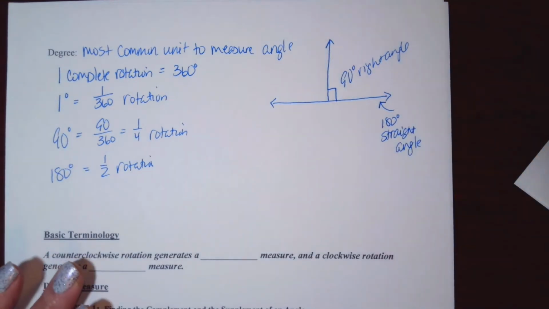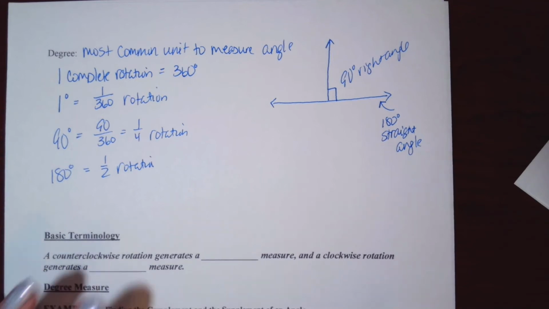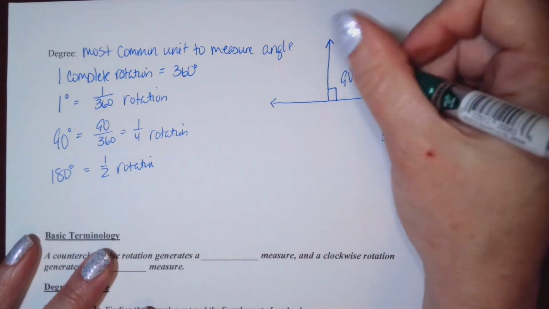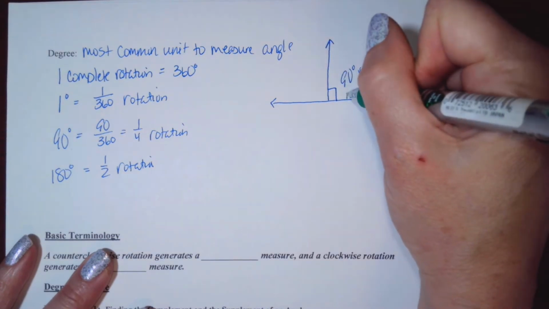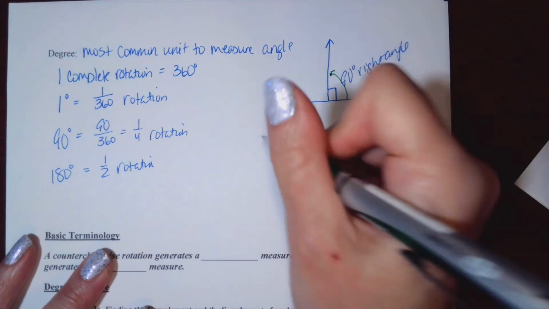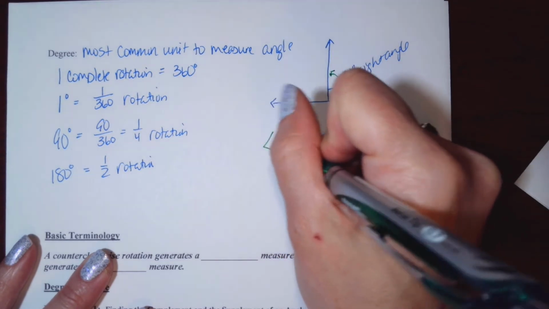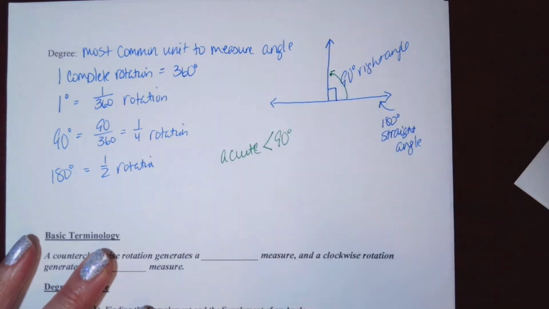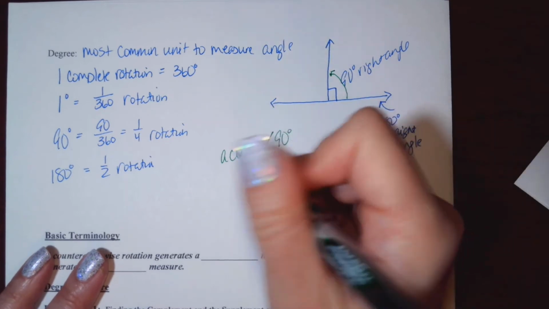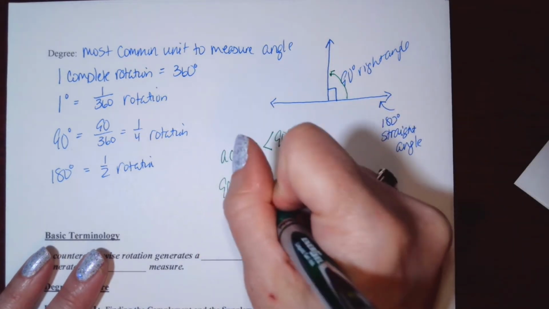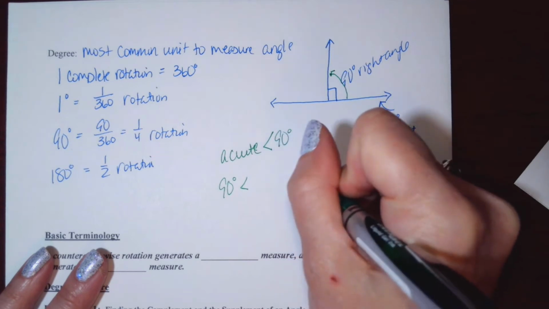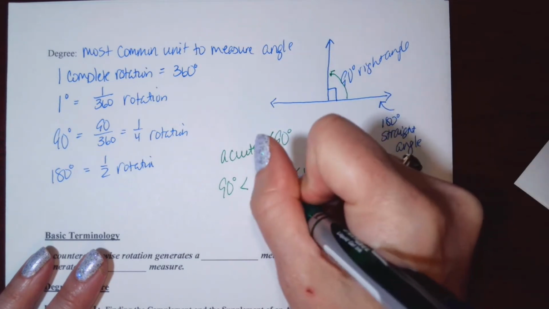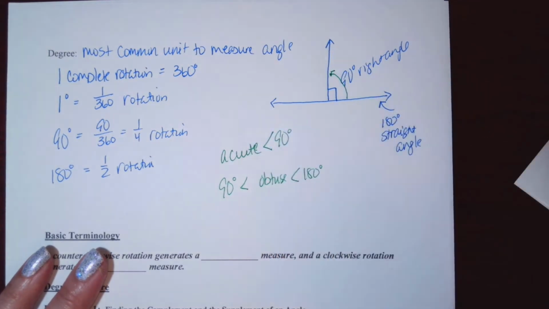180 degrees is a straight angle. Anything from 0 up to 90, less than 90 degrees, is acute. Anything greater than 90 degrees and less than 180 is obtuse.